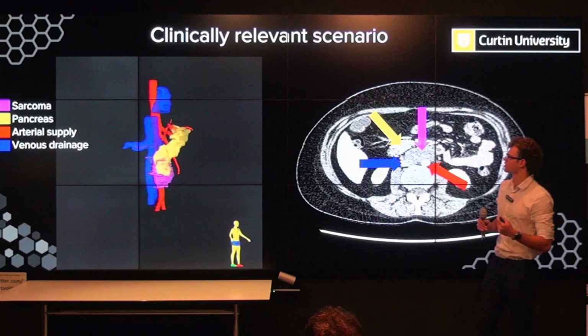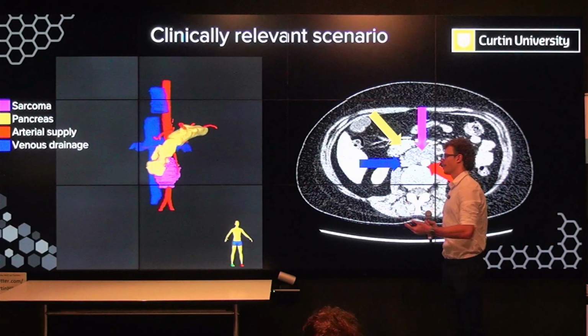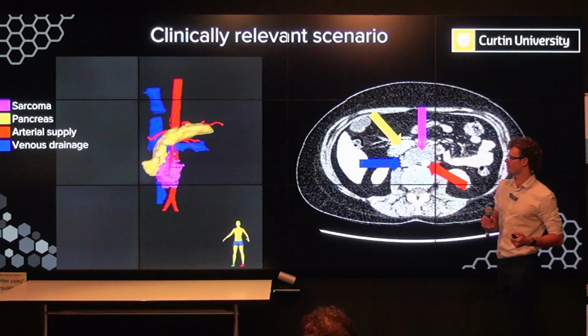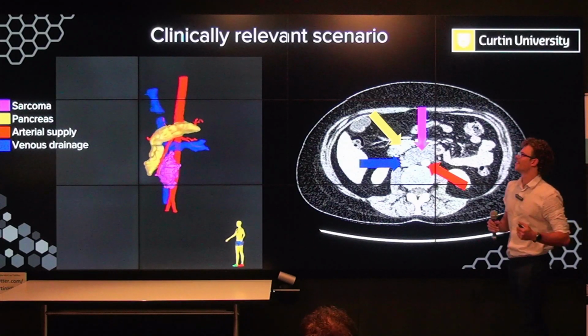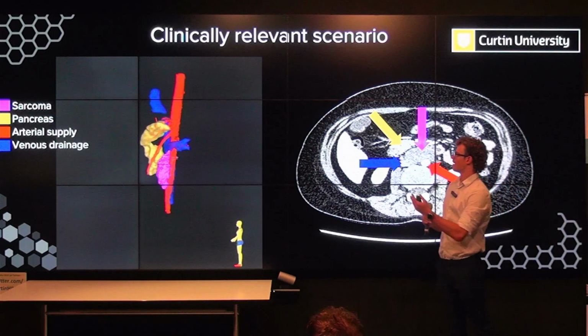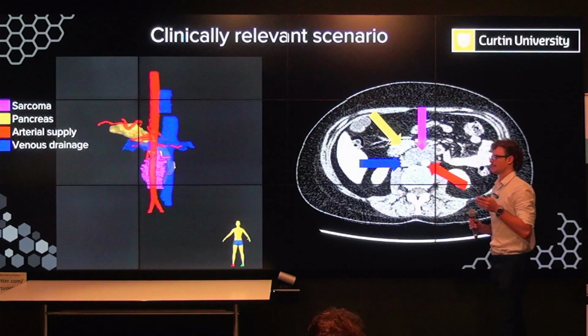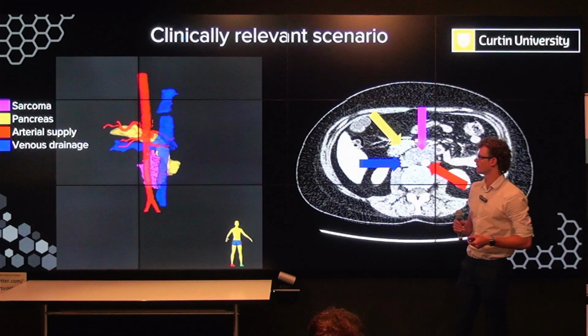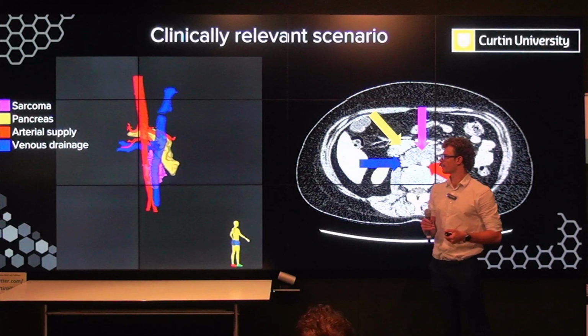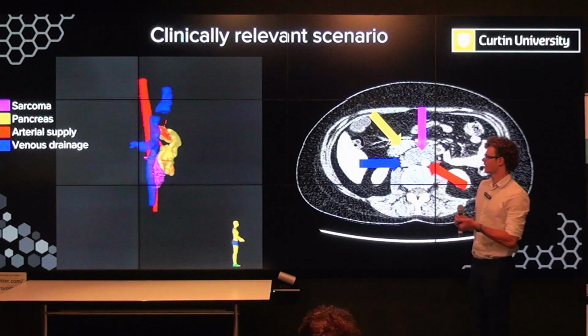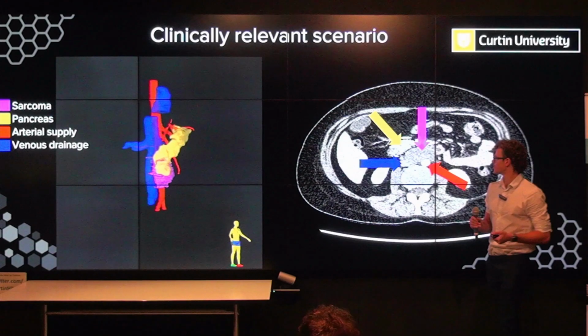So one thing I wanted to show was the sarcoma in purple. I chose purple because it's symbolic of hematoxylin and eosin stains. The pancreas in yellow, arterial supply in red, which also contains the renal arteries, superior mesenteric artery, celiac trunk with the left gastric artery, splenic artery, and hepatic artery, and the vena cava in blue with the renal veins.